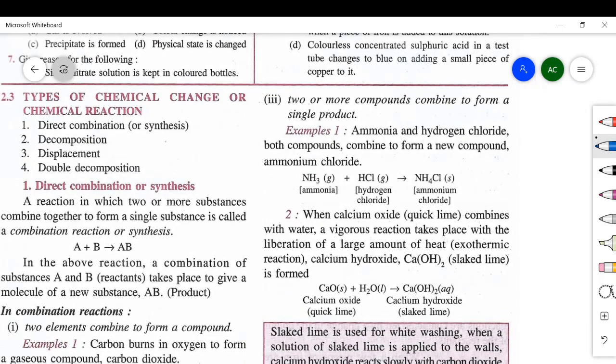Third category will be two or more compounds. Now compound and compound are combining to form a single compound. Two compounds forming a single compound. So here ammonia, which is a gas, will combine with hydrochloric acid, which is a gas here actually, hydrogen chloride gas, and will give you ammonium chloride solid. Okay.